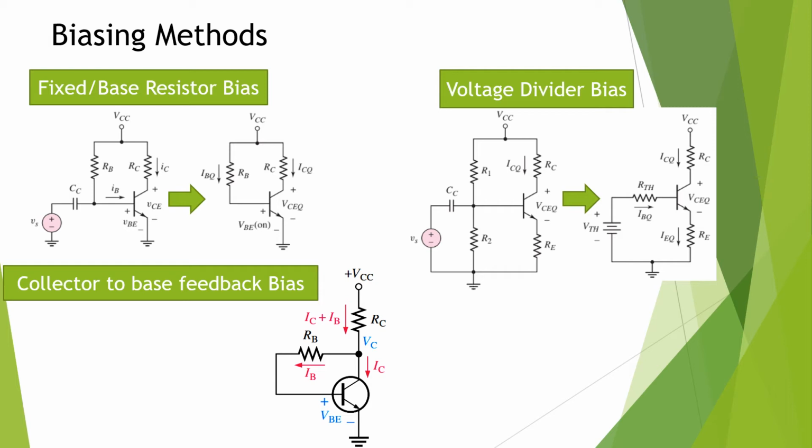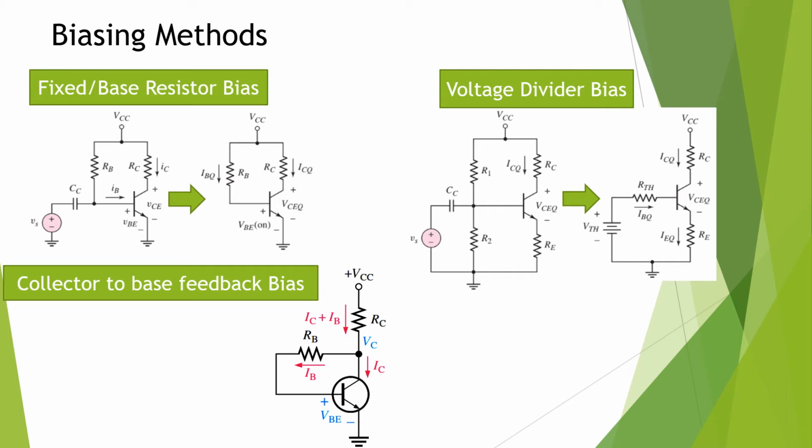Since IC depends on the temperature, whenever there is a change in temperature, the collector current increases. If the collector current increases, the Q point will be shifted. But in this collector to base feedback bias, even though IC changes due to the temperature, IB is reduced. If IB is reduced, correspondingly IC will be reduced or come back to form. So the Q point is in a stable position.